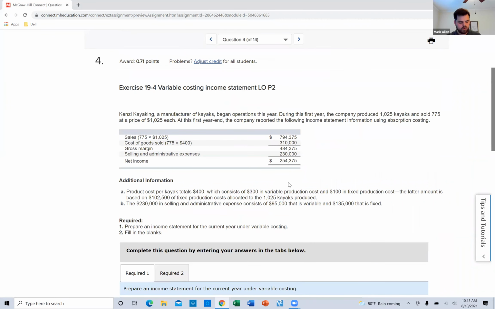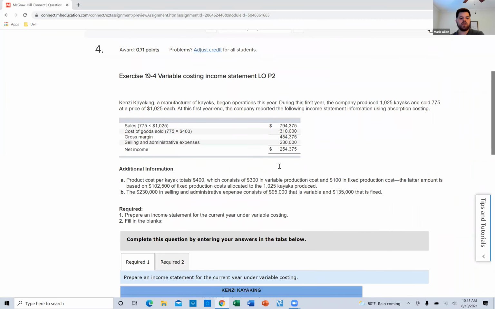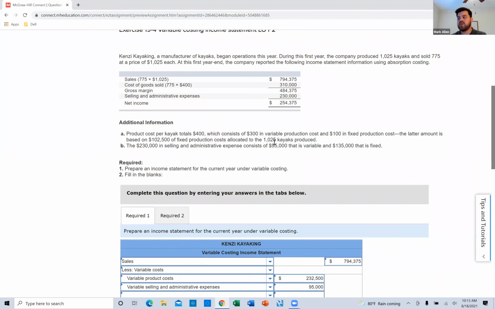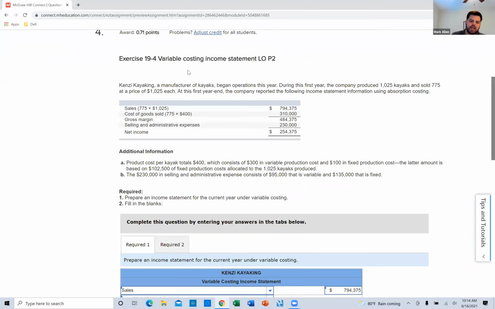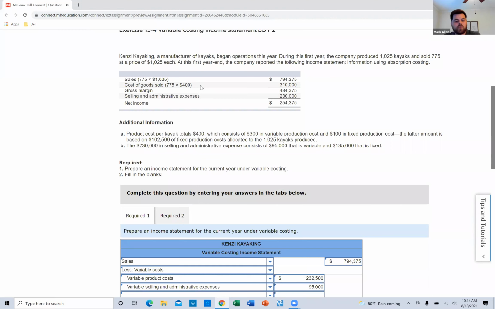Now, here in number 4, we are looking at a variable costing income statement. We've done this before, we just did one of these, but here we go. In this case, we are dealing with a kayak company, Kinsey Kayaking. They are a manufacturer of kayaks, and they began operations in the current year. During the first year, the company produced 1,025 kayaks and sold 775 kayaks at a price of $1,025 apiece.